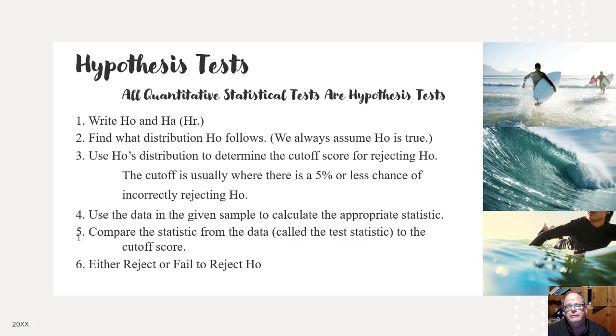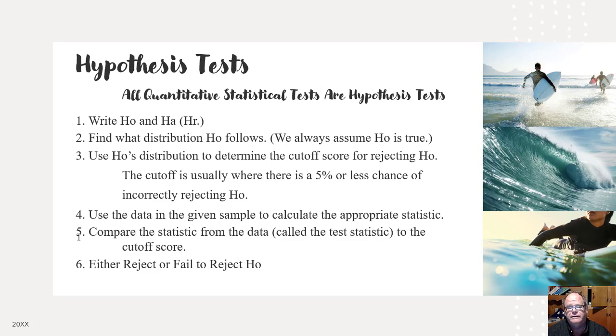All right, so now the full-fledged steps of a hypothesis test. Now, all quantitative statistical tests are hypothesis tests, all right? So this is definitely a foundational item for what we're doing in this class. First, you're going to take your research question and rewrite it as a null hypothesis and an alternative, or research, hypothesis, whichever you want to call that second one.